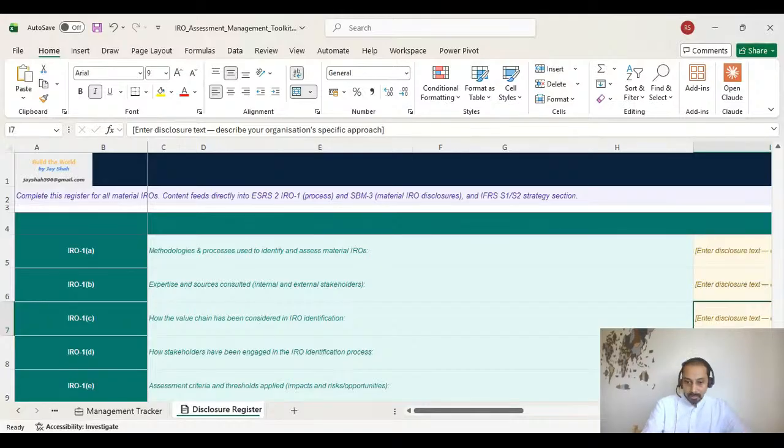So here we already have a good amount of understanding of IRO, and we have a great time to understand the end-to-end ESG reporting series.